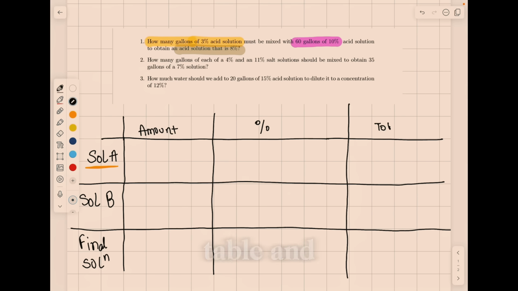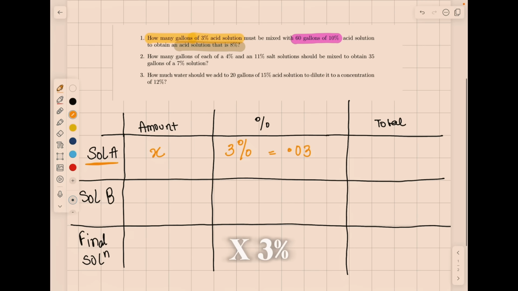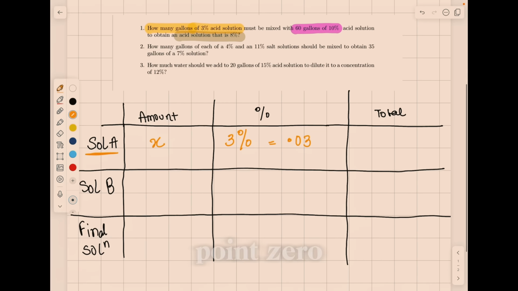Now let's make a table and divide that table into how much we need, what is the percent, and if we mix that, what would be the total amount. Since we don't know for the first solution how much amount is there, let's write it as X. 3% can be written as 0.03. So if I mix 3% of acid into X amount of solution, the total solvent would be 0.03X.